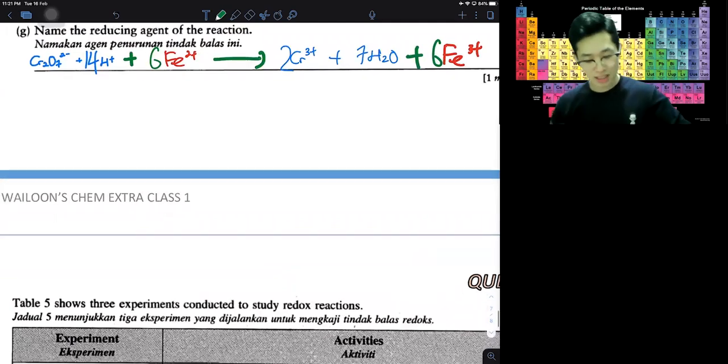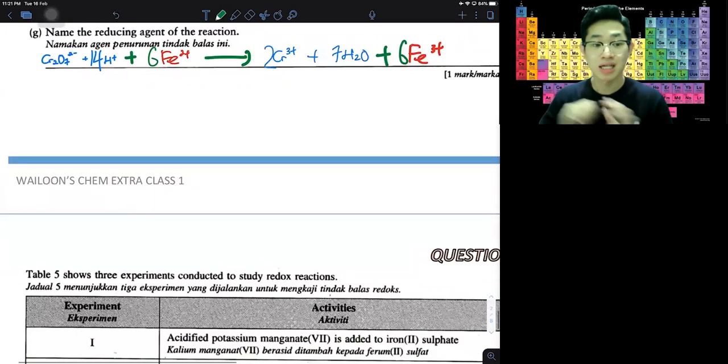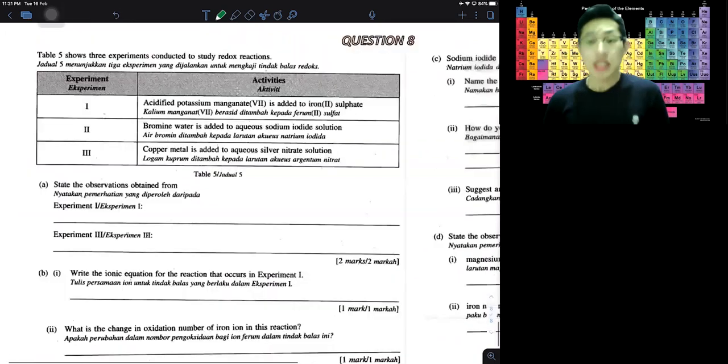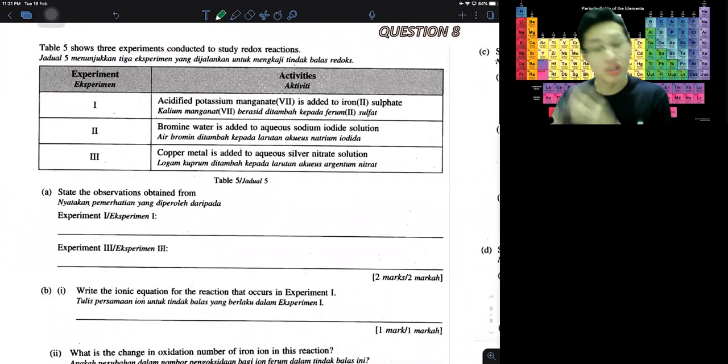Nothing to ask? Okay, last question already. Last question. It's also a redox. Since we are doing redox already, we might as well just continue with redox.